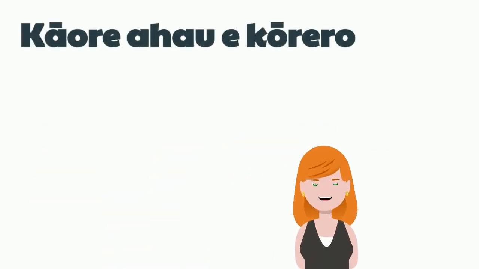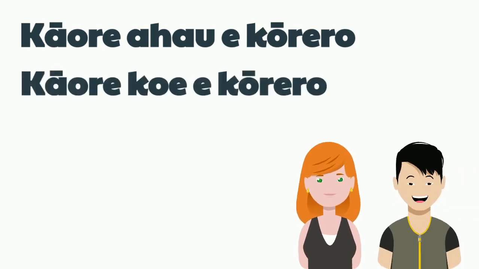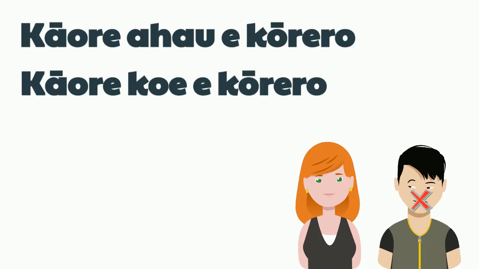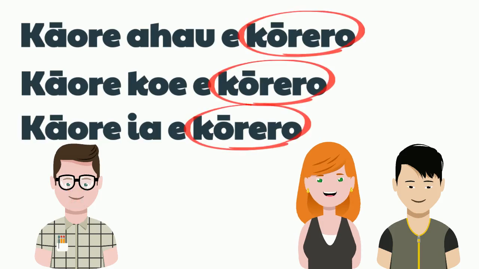Ka hore ahau e kōrero. I'm not going to speak. Ka hore koe e kōrero. You're not going to speak. Ka hore ia e kōrero. He or she is not going to speak. Notice that the verb does not change, no matter who we're speaking about.